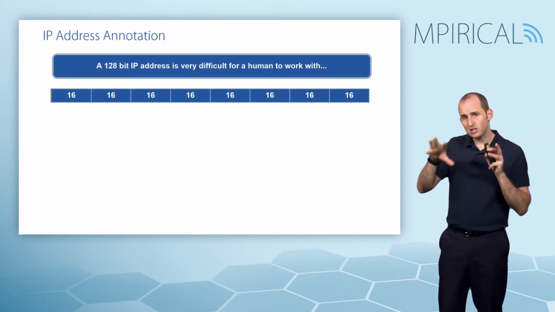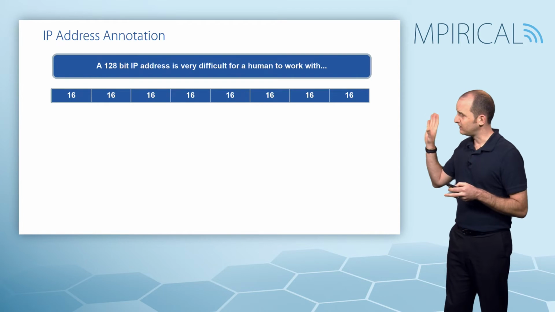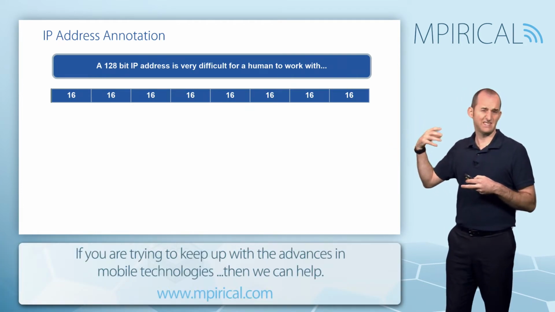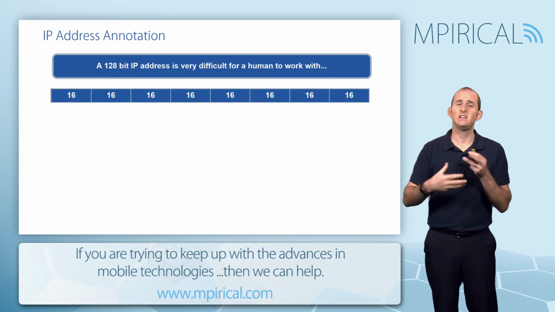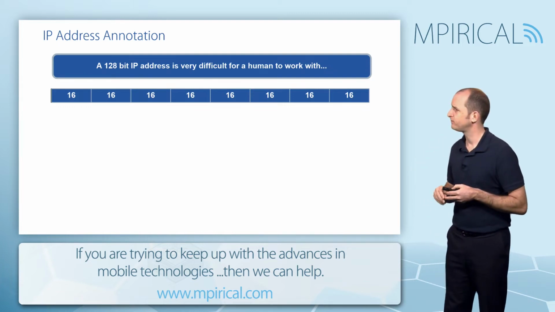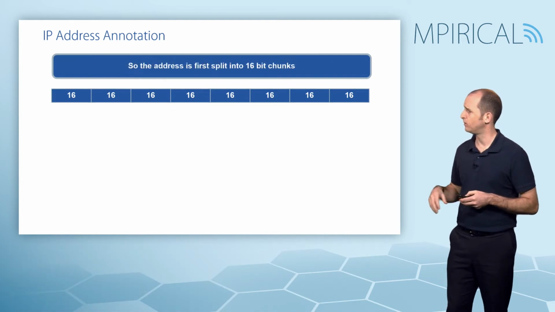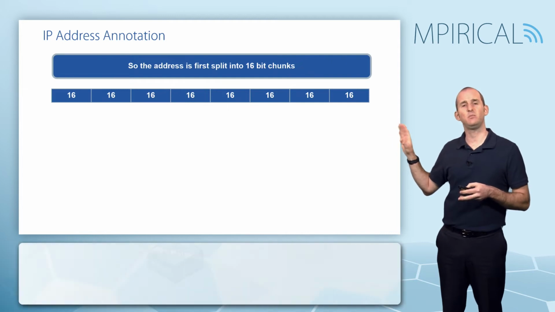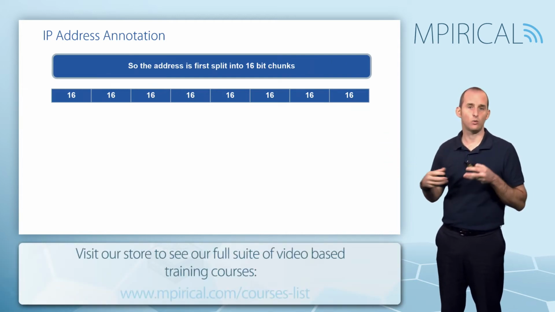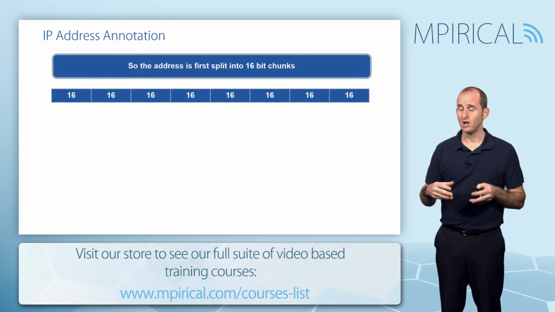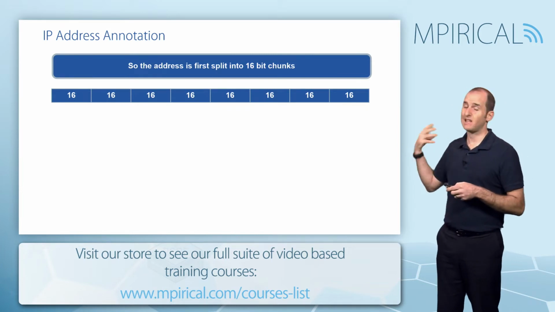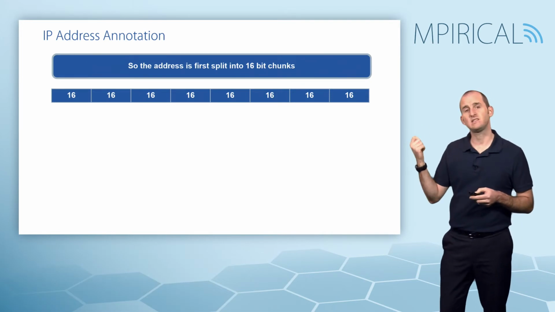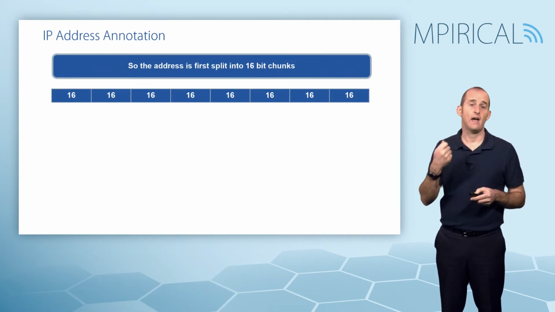So as you can see, in terms of annotation, we do have a large number of bits, and even if we break those bits down into 16-bit blocks, it's still a difficult address size to manage. So it's difficult for a human to work with. And as a consequence, we've already identified that we have 8 16-bit chunks comprising our 128-bit address. So the first step to take in terms of annotation is actually to turn these 16-bit chunks into hex.